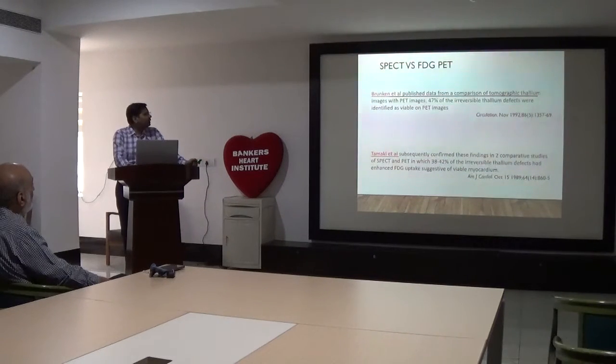Looking at one study comparing with the thallium scan, 47% of the irreversible thallium defects were identified as viable on PET images. So thallium has a little bit low sensitivity in detecting viable myocardium. There are two comparative studies of thallium and PET, where 30 to 40% of the irreversible thallium defects have enhanced FDG uptake.